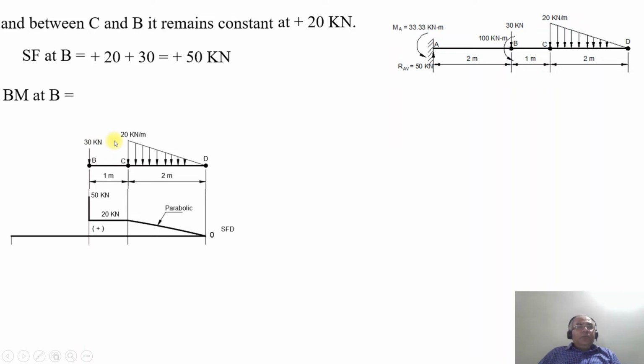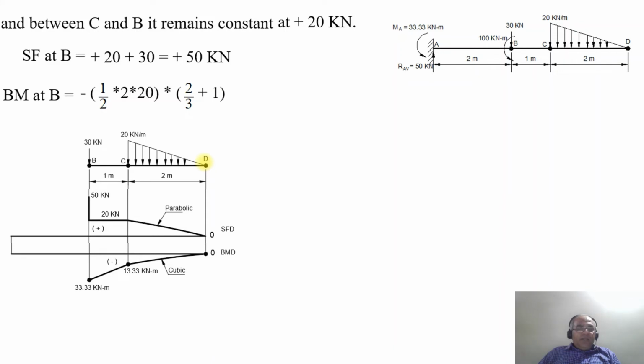Then what is going to be the bending moment at the point B? The bending moment at the point B will be equal to minus half into 2 into 20 into 1 by 3 into 2 plus 1. So minus half into 2 into 20 into 1 by 3 into 2, that is 2 by 3, plus 1, which is going to be minus 33.33 kilonewton meter. So the line joining between minus 13.33 kilonewton meter to minus 33.33 kilonewton meter is a linear line.